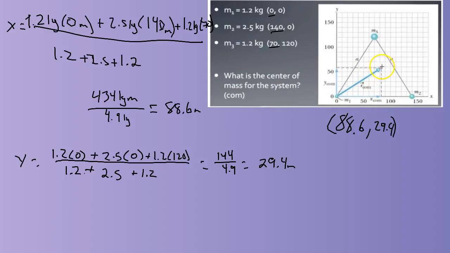So right there is the center of mass, 88.6, 29.4. This actually looks a little bit different. This would not be the center of mass, that location. At least that's not what we found. Maybe we did it wrong, but that's definitely not what we found. Anyway, let me know if you have any questions on center of mass, and we'll keep working on it in class.